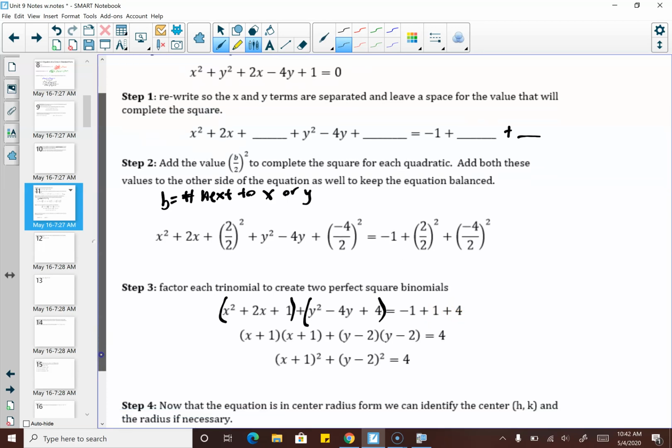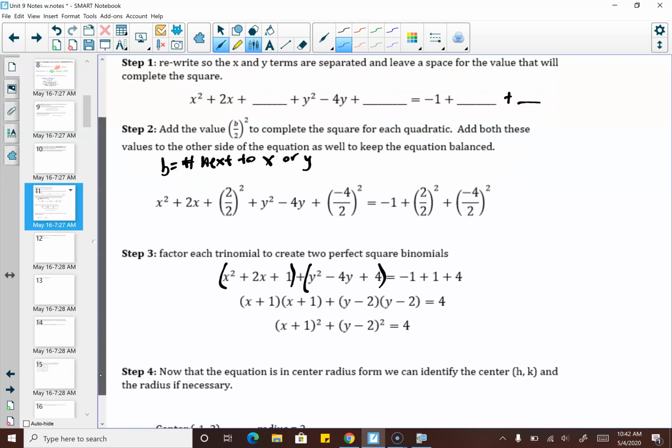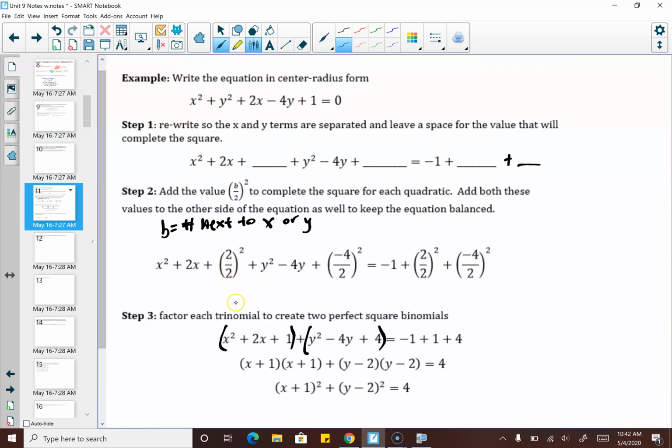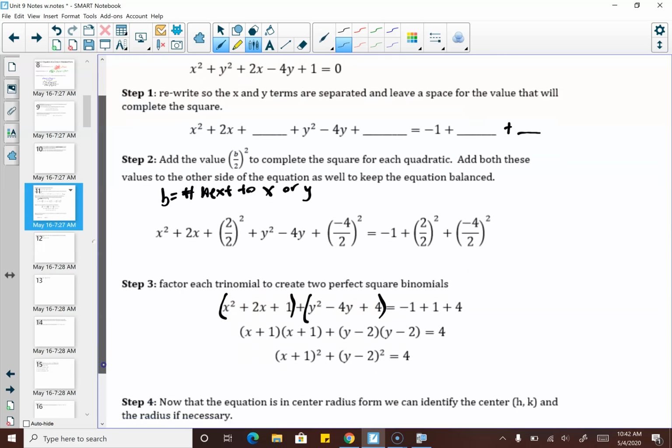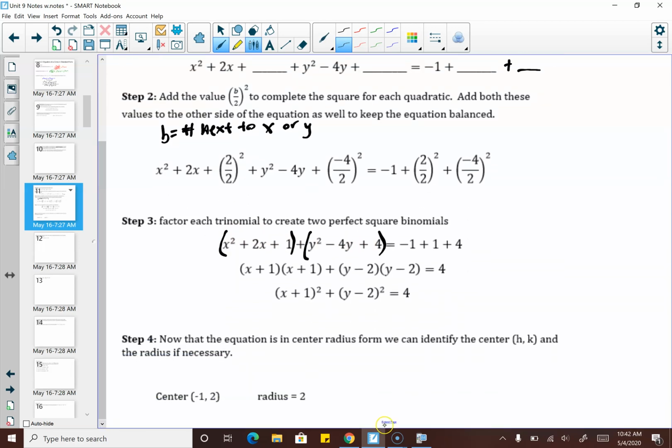So what you're going to do is you're going to end up factoring each of those parentheses. So you're going to factor the x part, you're going to factor the y part. And the whole purpose of this is that when you factor it, you end up getting the same parenthesis twice. So x squared plus 2x plus 1 is x plus 1, or in other words, x plus 1 squared. Y squared minus 4y plus 4 is y minus 2, or in other words, y minus 2 squared.